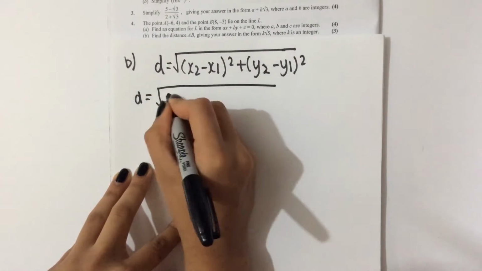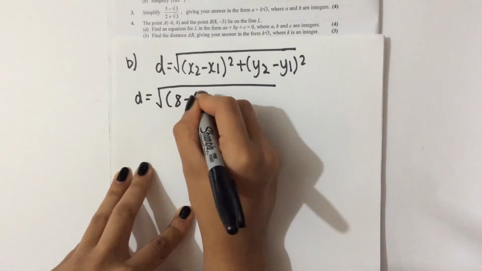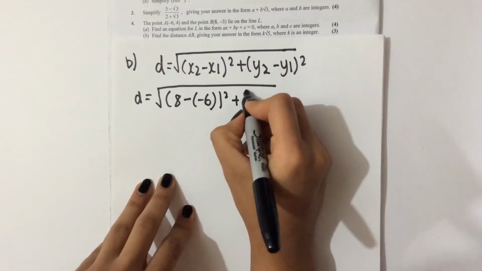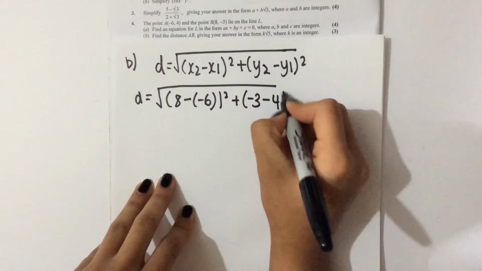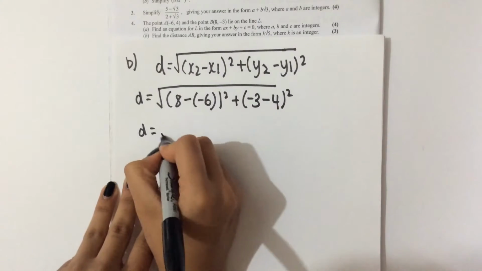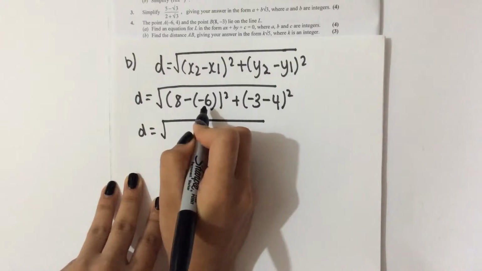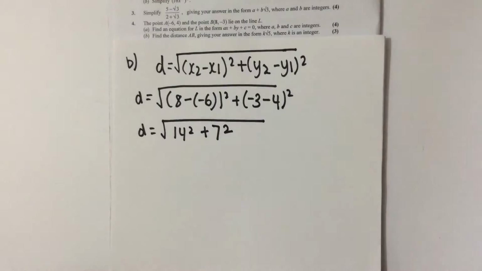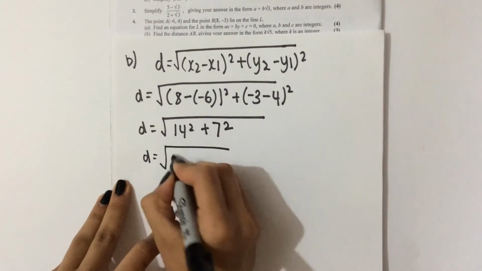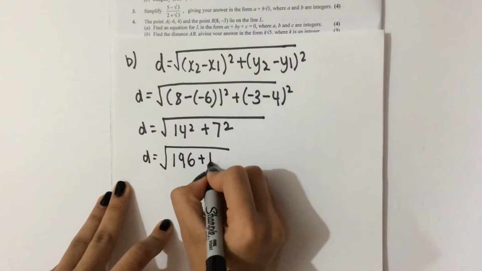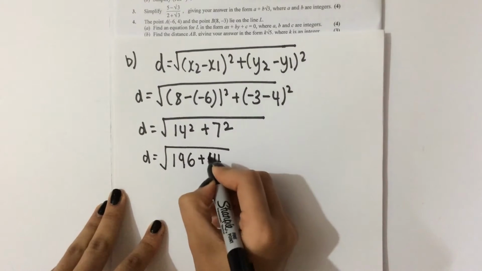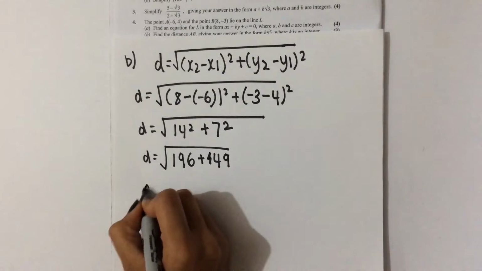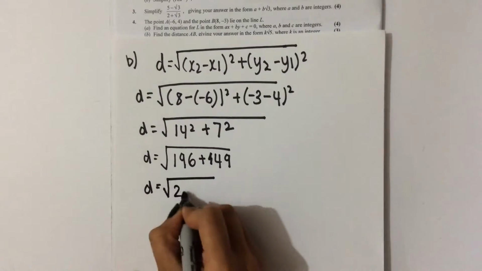So we have the square root of x2, which is 8, minus the -6. Now remember the brackets. Squared plus y2, which is -3, minus 4 squared. Now we just simplify that to 8 plus 6, which is 14 squared. Add 7 squared. And we should know 14 squared is 196. Add 49, which is 7 squared. And now we have to just tidy this up. So we get d equals the root of 245.